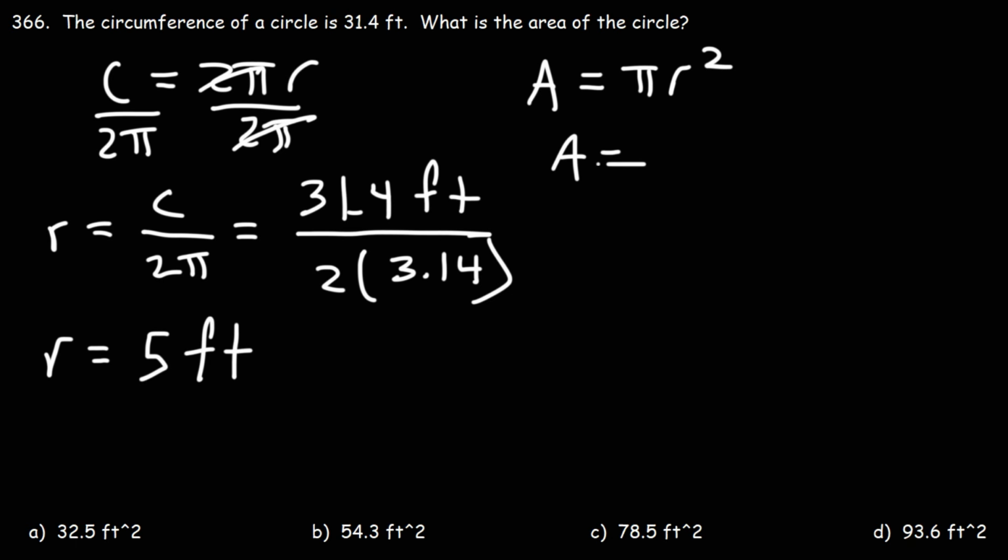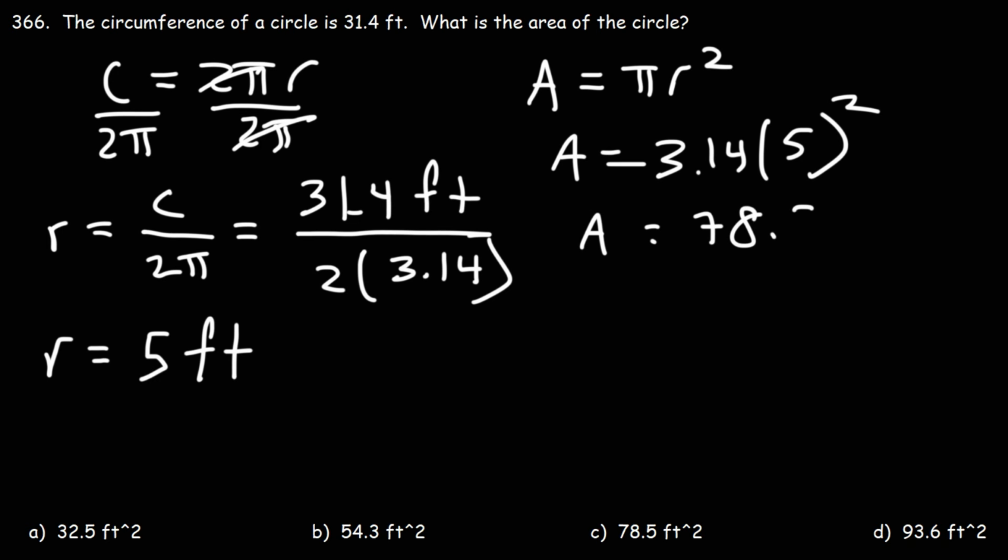Now that we have the radius, we can find the area. We're going to use 3.14 for pi, and we're going to replace r with 5. 5 squared is 25. 25 times 3.14 is 78.5. Now the unit for circumference was feet, so for area it's going to be square feet.